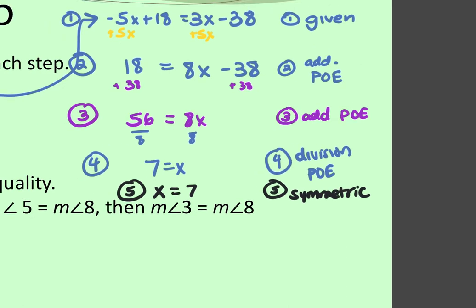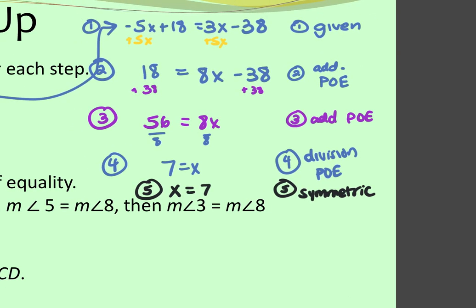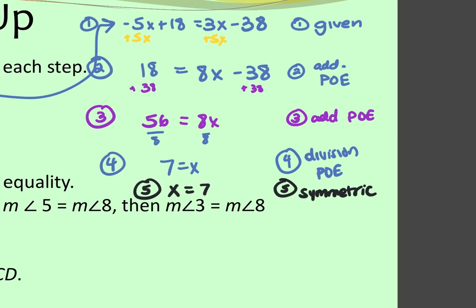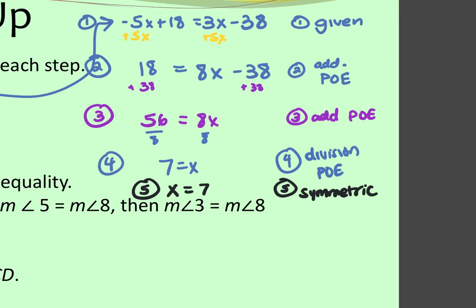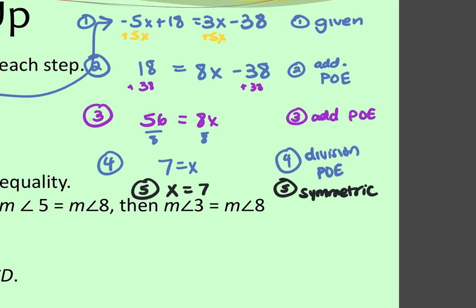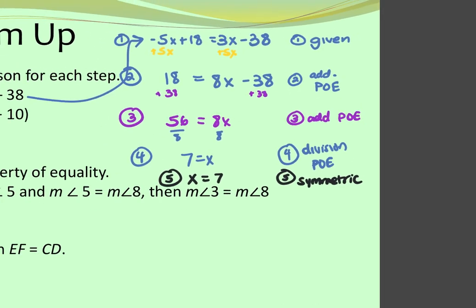I did it differently. How'd you do it? I did completely different. For the first step, I subtracted 3. Okay. Instead of added 5. And then you put subtraction property of equality? Yeah. Okay, then did you subtract the 18? Yeah, I subtracted 18. Okay, and then divided by negative 8. Okay, that's fine.